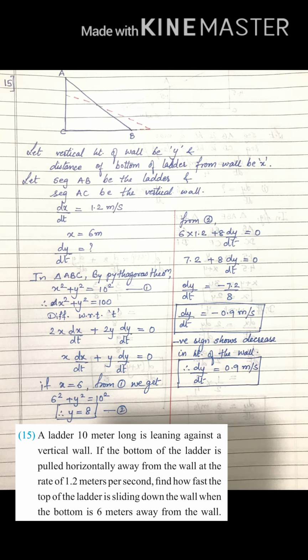And one more thing, you will see that we are getting the answer negative. That is because when the ladder is pushed horizontally away from the wall, from the vertical line shown, it will come down towards the ground. That's why we get the answer in negative. See how the answer is represented. Try to solve it on your own.